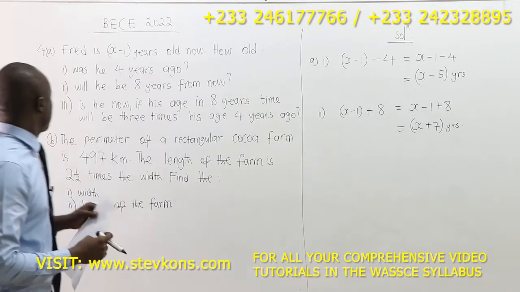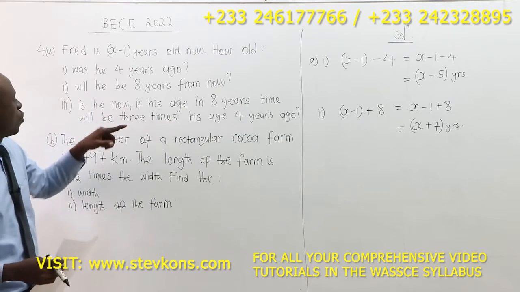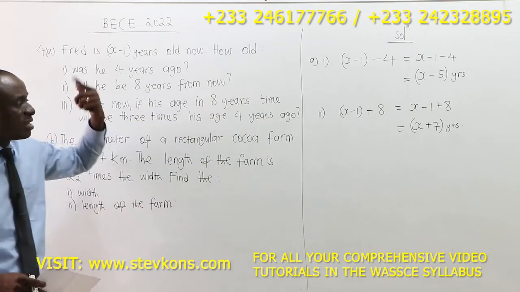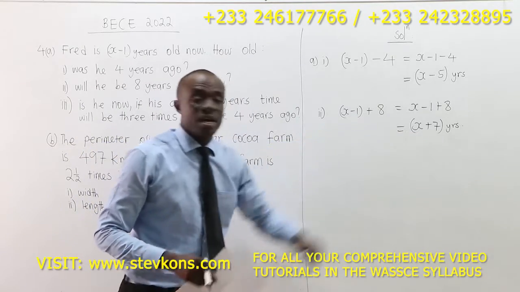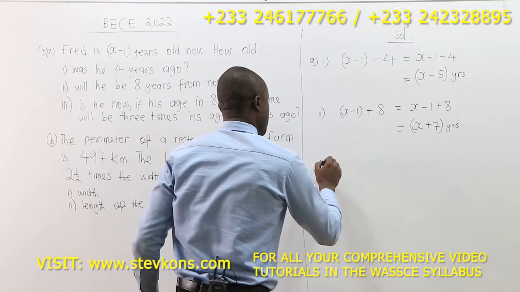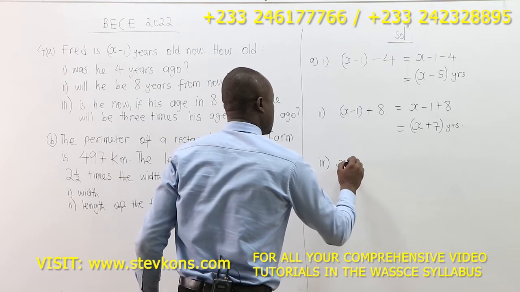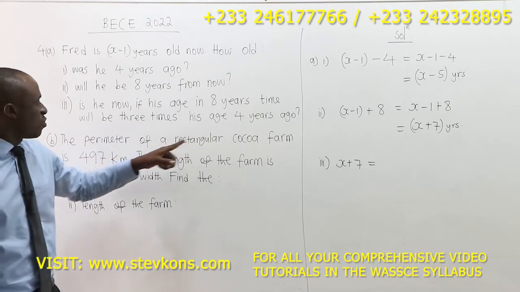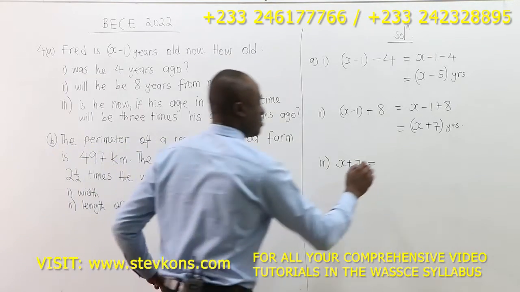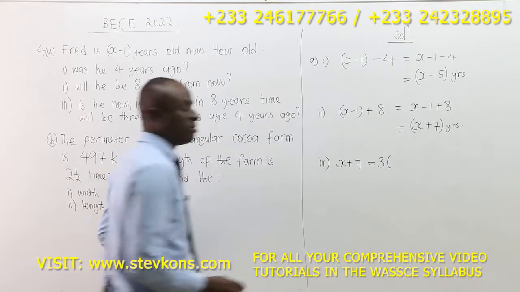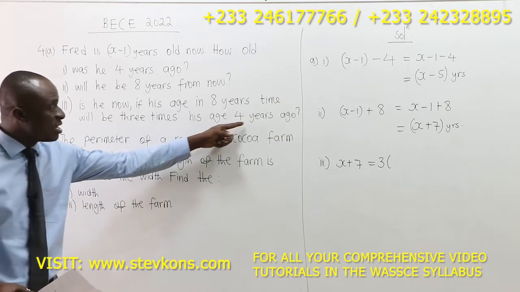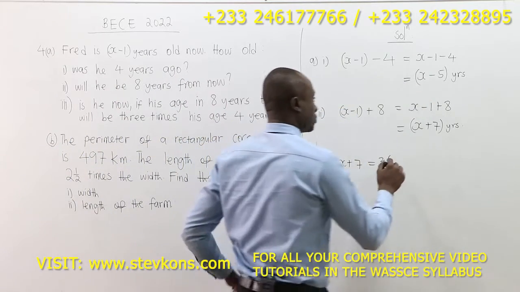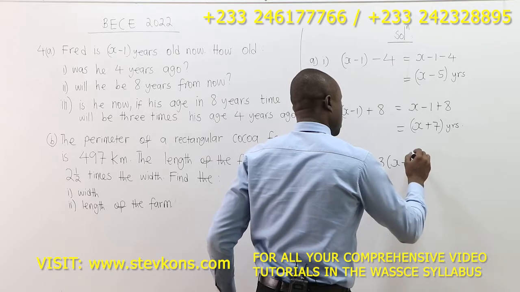Yes. Now, let's see the third one. How old is he now if his age in 8 years' time is 3 times his age 4 years ago? Now, the age in 8 years' time is X plus 7. So the age in 8 years' time, X plus 7, will be equal to 3 times his age 4 years ago. Now, his age 4 years ago is X minus 5.